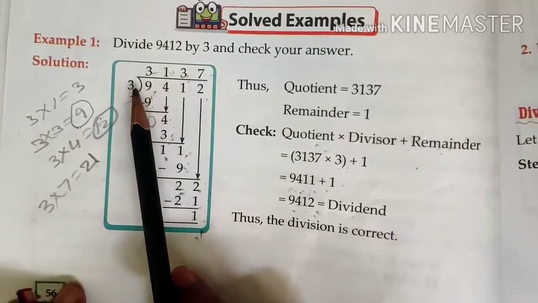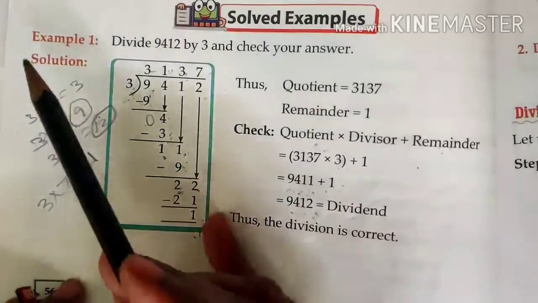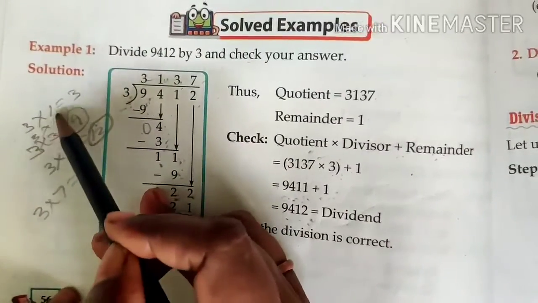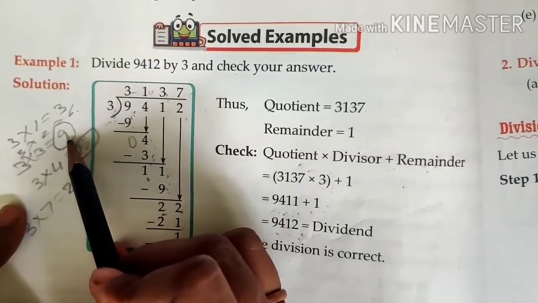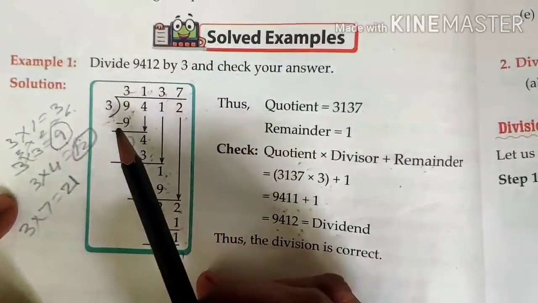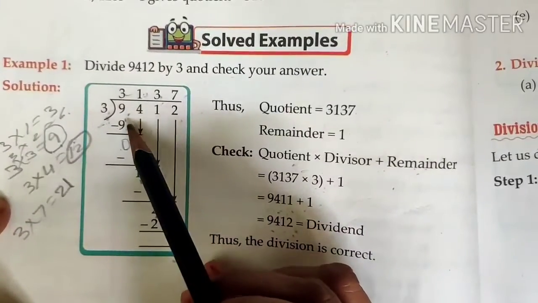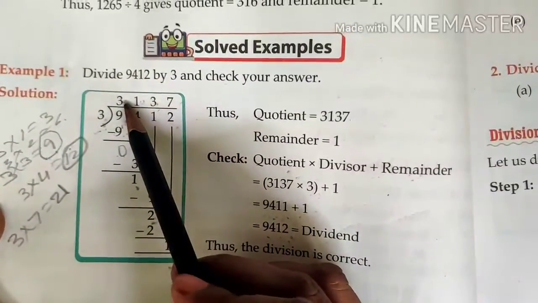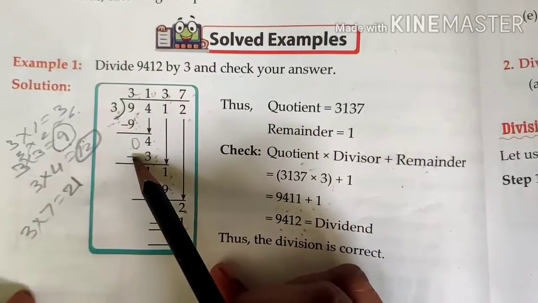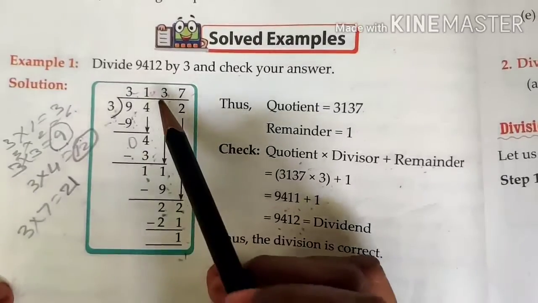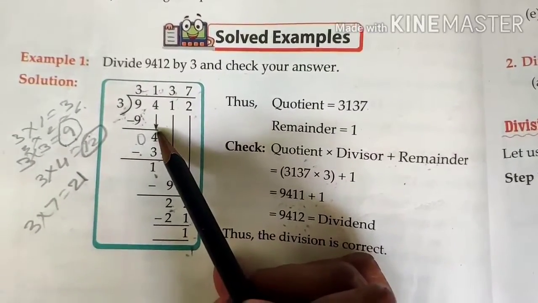So let us see how many 3s are there in 9. You say the table. 3 1s are 3, 3 2s are 6 and 3 3s are 9. We get the exact number 9. 3 3s are 9. Write 3 as the quotient, write 9 below 9 and subtract it. Then we get 0. Then next we bring down the next digit, that is 4.